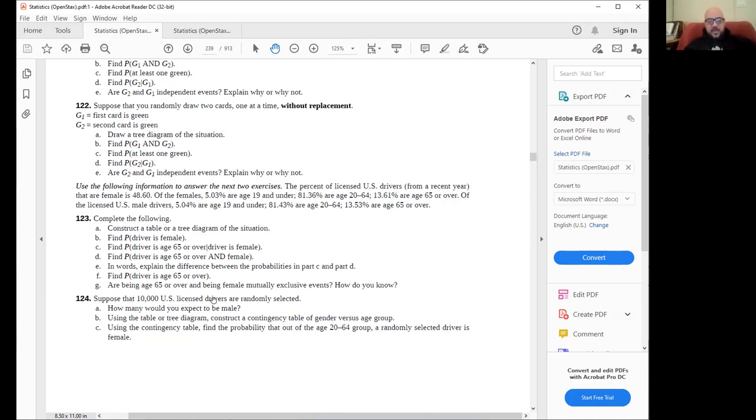Suppose that 10,000 US licensed drivers are randomly selected. How many would you expect to be male? 51.4% of them? Yeah, 51.4% of 10,000, which is 5,140.